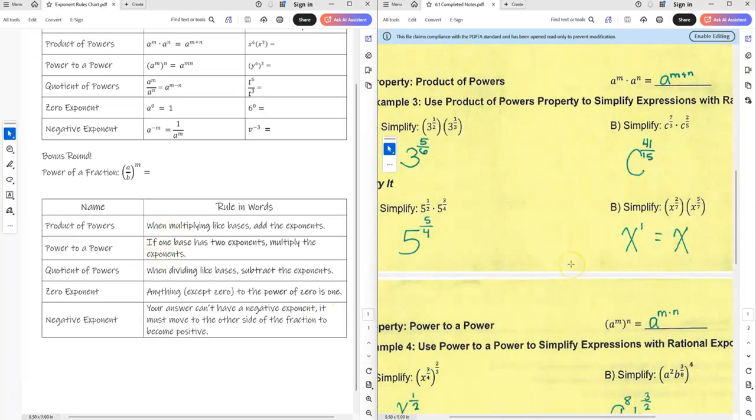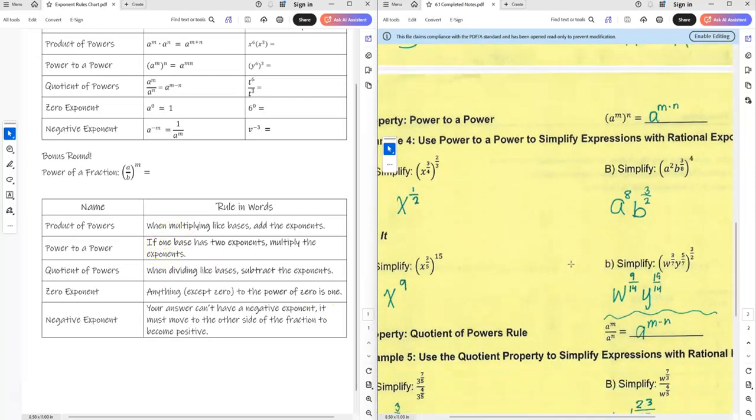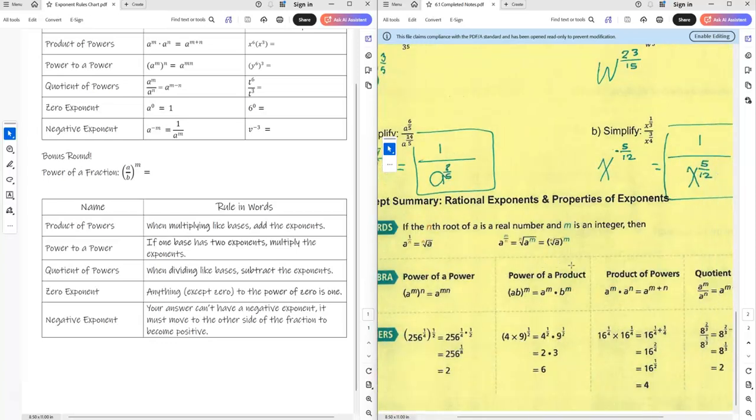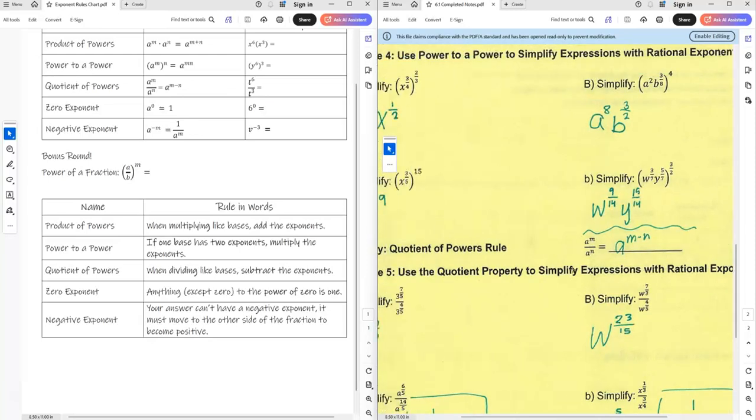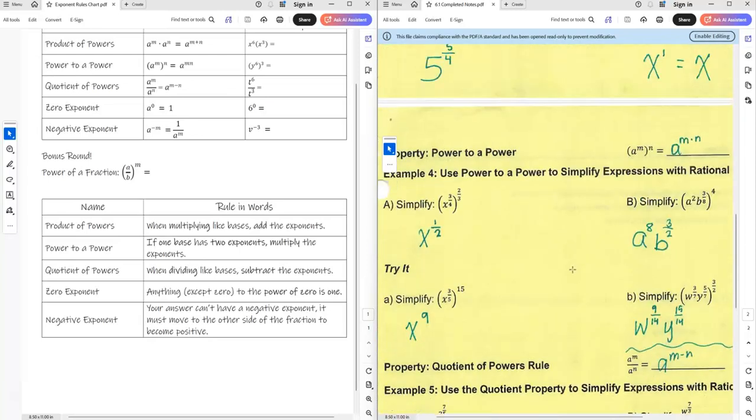The next thing we have is power to a power, which is on page, what page is this? Sorry. Page 7 of your notes, we have power to a power. So power to a power, there's one base. So we have the variable once. We have an exponent 2 times. So one base, 2 exponents is when we multiply the exponents together.